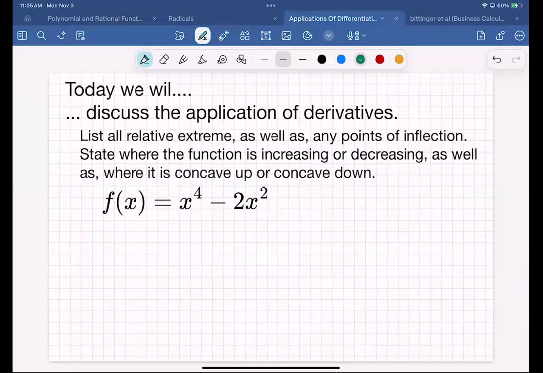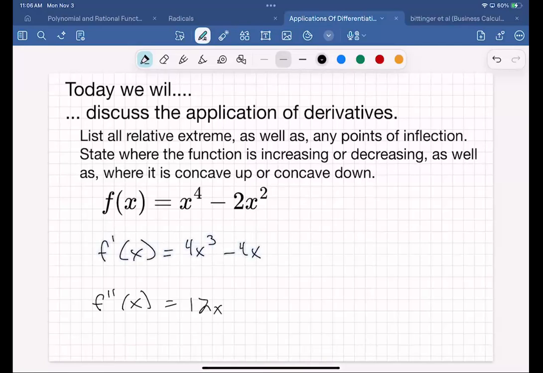Now, as far as dealing with this particular function, always pay attention to what you're given. I have f of x, my original function, and it says to list all relative extrema as well as any points of inflection. Relative extrema means I'm definitely going to need at least the first derivative. When you see points of inflection, that's going to be our second derivative. So what we first want to do with our function is go through and differentiate. Because it asks for both extrema and points of inflection, we definitely want to get to the first and second derivatives.